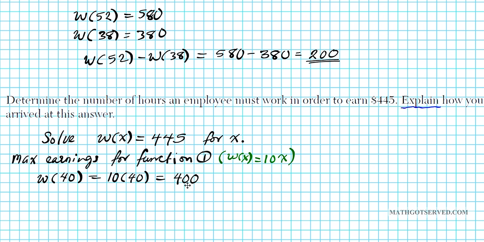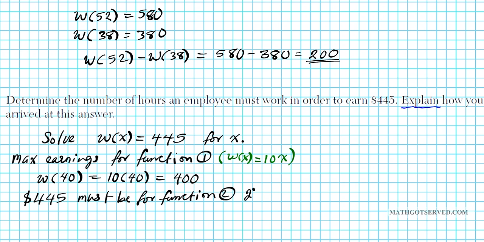Okay, so function 1, let's just put a side note here, is w of x equals 10x. So why are we doing this? Why are we looking for the highest amount in the first function? Well, we want to know if 445 is in that interval. Okay, so we got 400. What does that tell us? It tells us that 445 is too big for the first interval. So if it's too big for the first interval, we have to use the second interval. So 445 must be in the second interval, function 2.